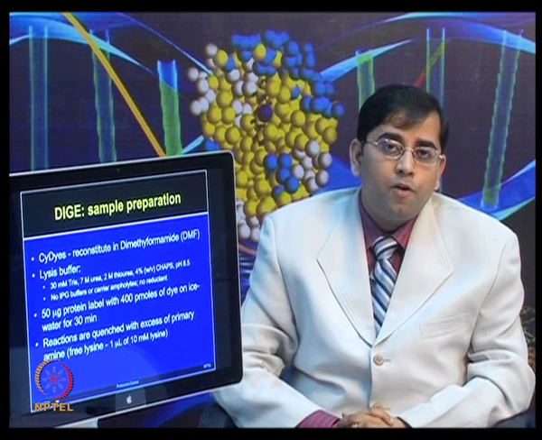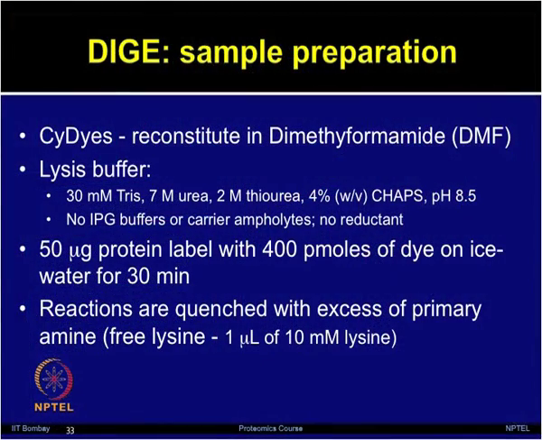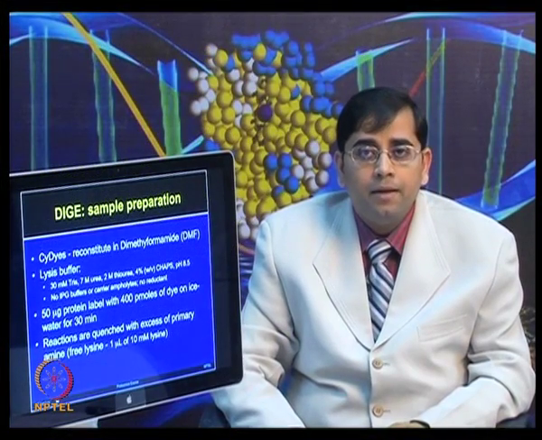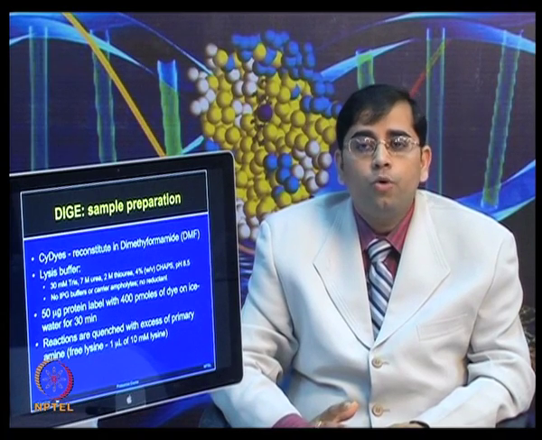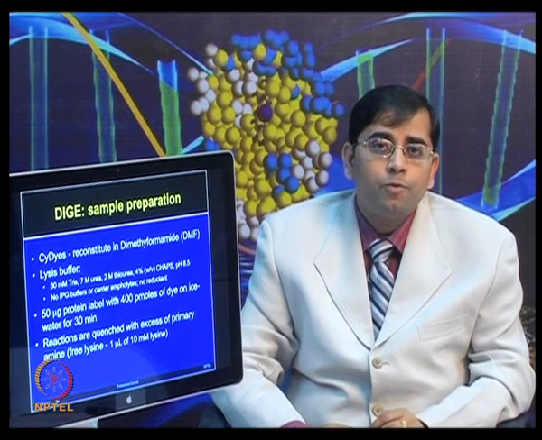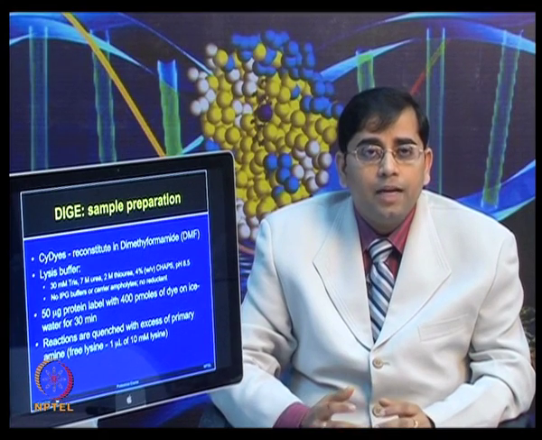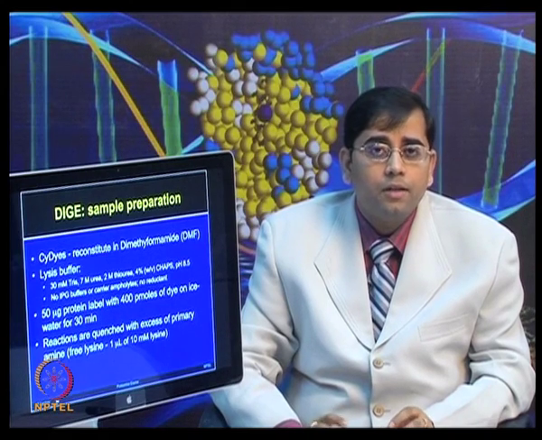So, how to prepare the sample to perform the DIGE experiment? First of all, you need to reconstitute your dye in dimethyl formamide or DMF. The lysis buffer, in which your protein sample is going to be dissolved, consists of 30 millimolar Tris, 7 molar urea, 2 molar thiourea, 4% CHAPS, and you have to adjust the pH to 8.5. Please make sure there is no IPG buffer or carrier ampholyte and no reductant added in this lysis buffer. Since you want to perform the minimal labeling, you need to add only 400 picomole of Psi dyes to 50 microgram of protein, and the reaction should be performed on ice water for half an hour.